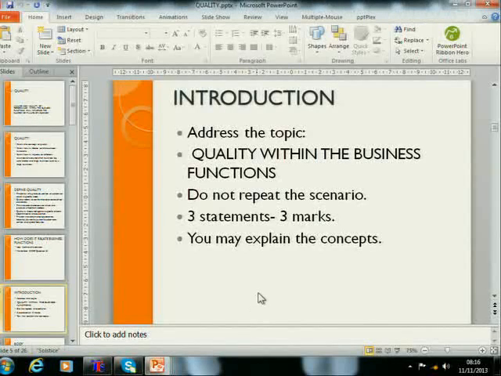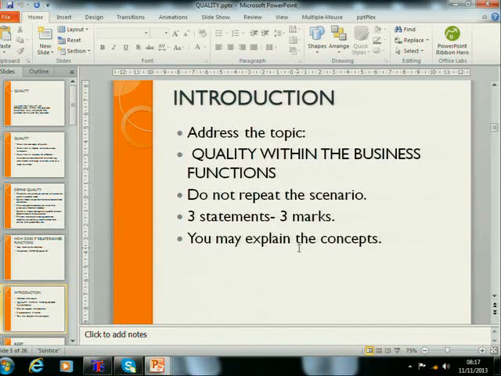So always remember that you've got to relate to the topic in your introduction. And remember that you've got to write 3 statements that are factual. Write 3 facts about the topic, introducing the topic. And you may also explain the concepts.